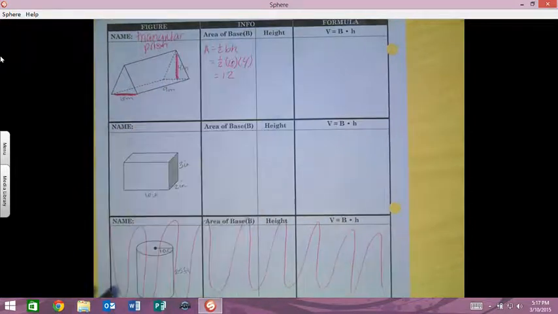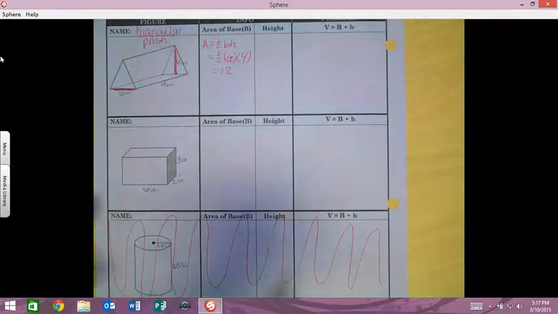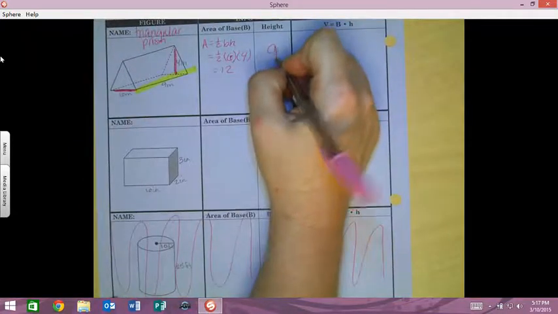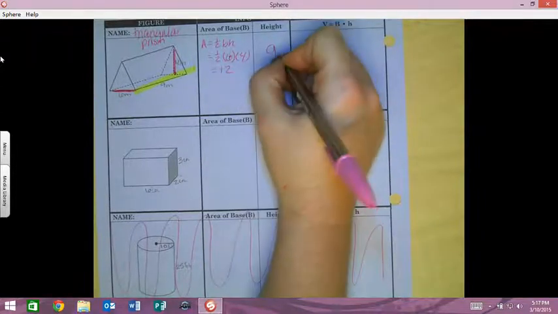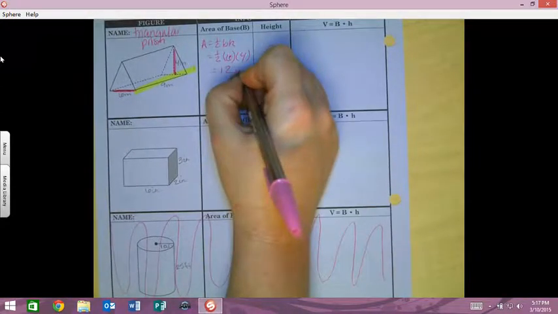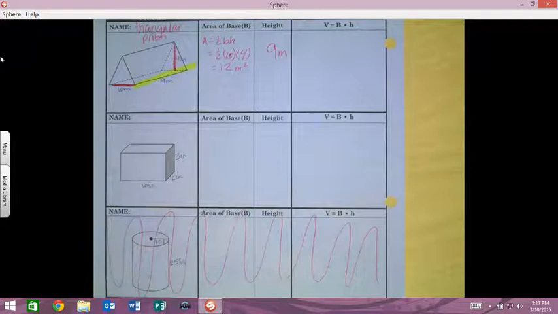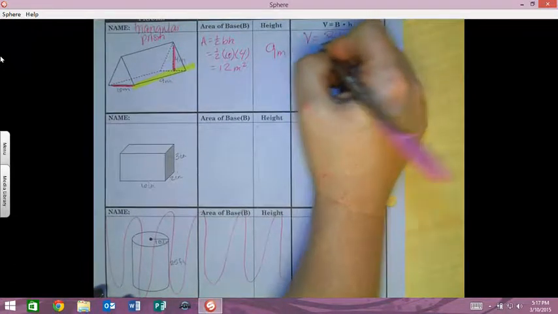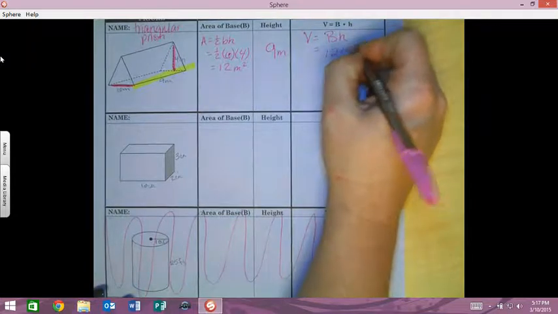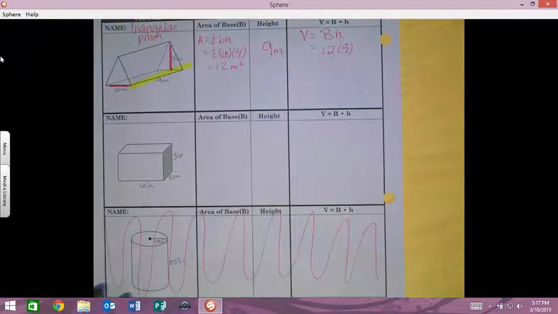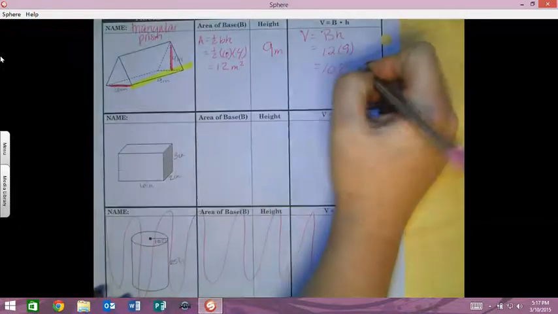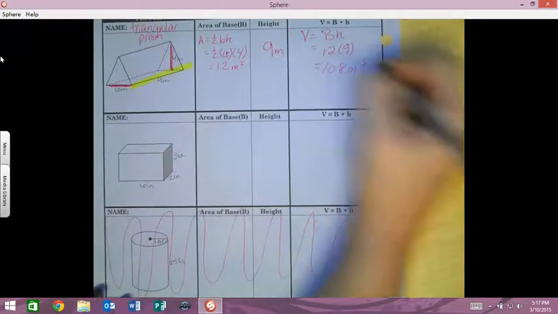Our height this time is going to be 9. Okay, so 9 meters. And this should be square meters, technically. So, let's plug it into our formula. We've got volume equals big B times H. So we have 12 times 9. And when you work that out, you should get 108. So your final answer should be 108 cubic meters.